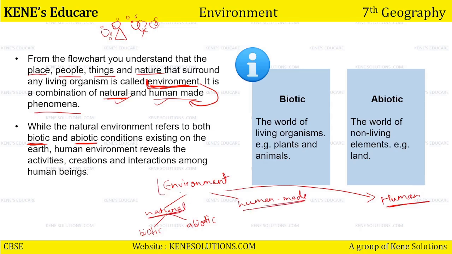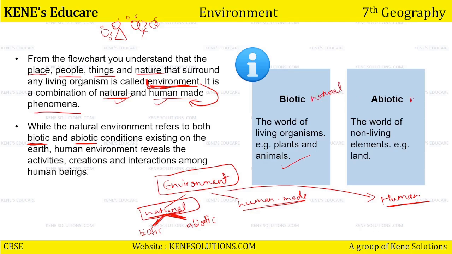The natural component of the environment has biotic components and abiotic components. Biotic components कौन से होते हैं? The world of living organisms, all the living organisms, plants and animals. These are biotic natural components.